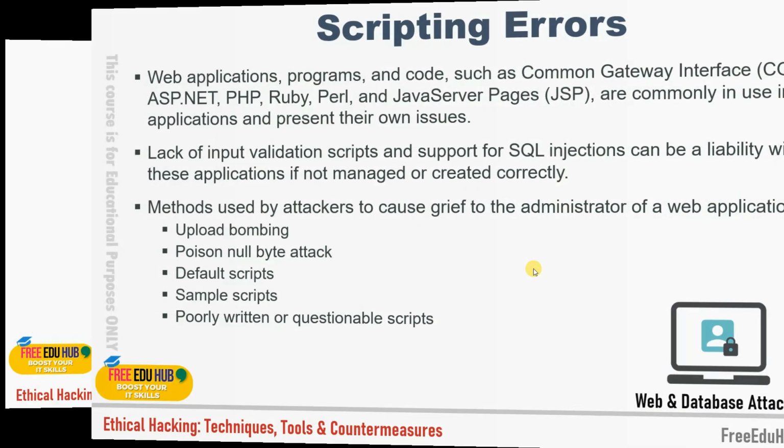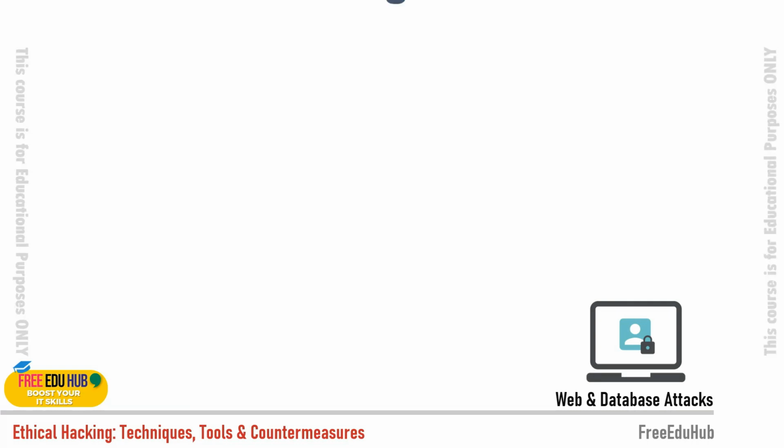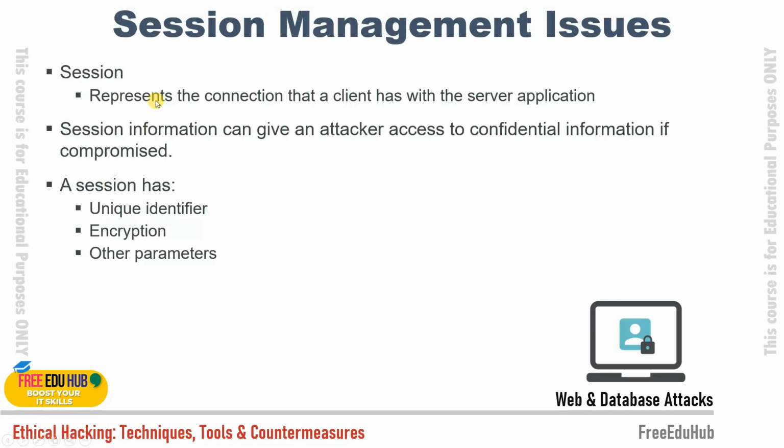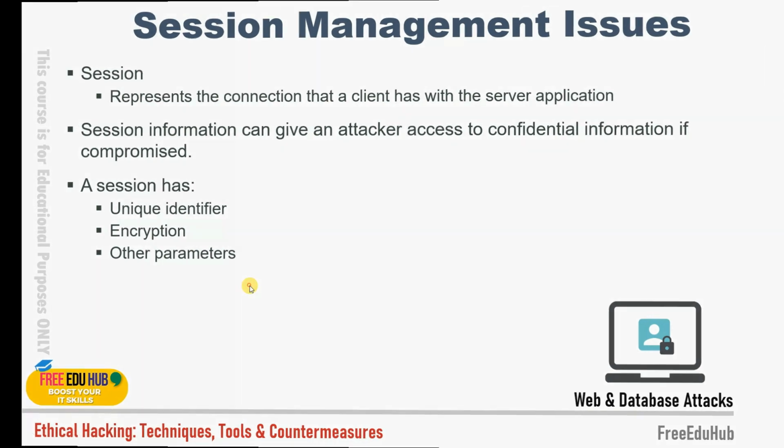Now we have session management issues. Sessions represent the connection that a client has with the server application. Once authentication takes place and there is a handshake between the client and the server, that secure communication which takes place between the client and the server is called a session. Session information can give the attacker access to the configuration or confidential information if it's compromised. A session has a unique identifier, encryption, and other parameters which are required to carry out proper communication between two parties. Now we'll see some of the session types which are there.